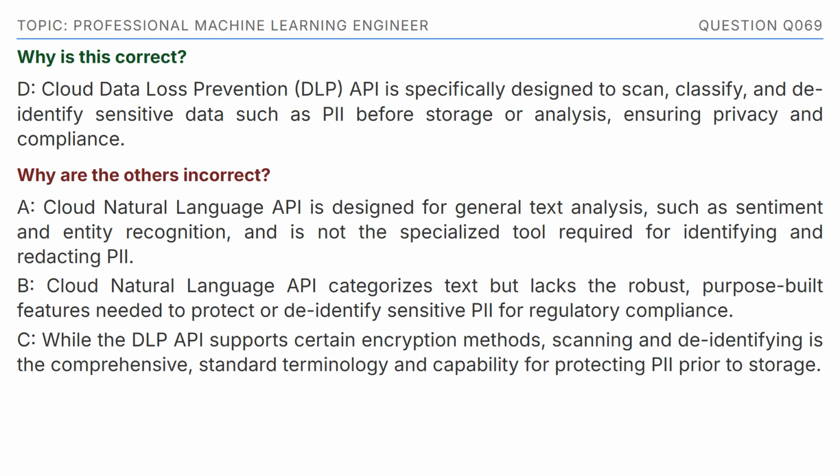Why are the others incorrect? A. Cloud Natural Language API is designed for general text analysis, such as sentiment and entity recognition, and is not the specialized tool required for identifying and redacting PII. B. Cloud Natural Language API categorizes text but lacks the robust, purpose-built features needed to protect or de-identify sensitive PII for regulatory compliance. C. While the DLP API supports certain encryption methods, scanning and de-identifying is the comprehensive, standard terminology and capability for protecting PII prior to storage.